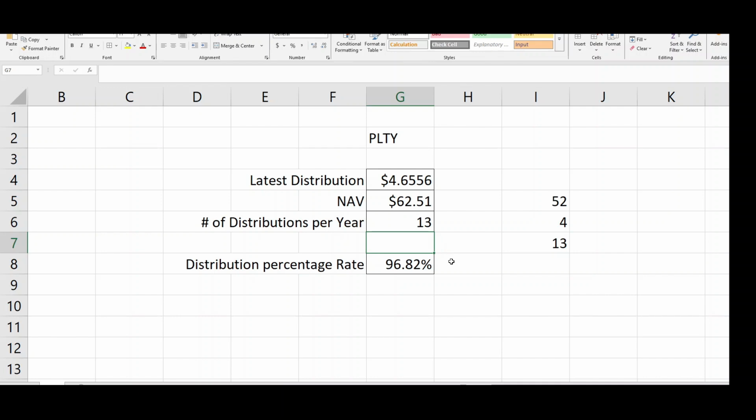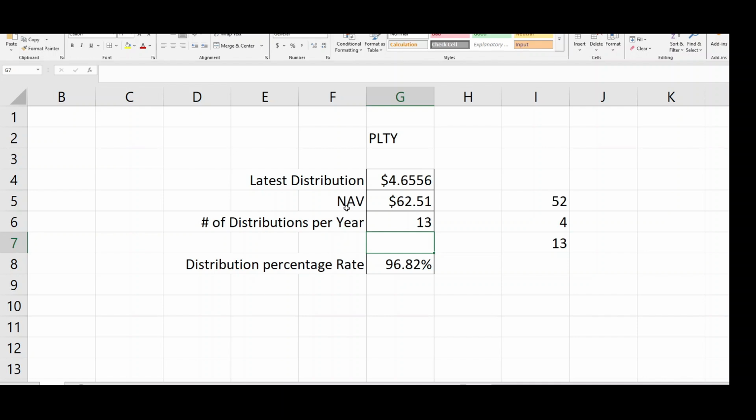So it looks like the latest distribution is $4.65, and if you said that you will make that amount over the entire year, there will be 13 payments because it pays every 4 weeks, and we know there's 52 weeks in a year, so therefore there's 13 payments. So if that $4.65 was paid out every single 4 weeks, you would get 13 payments of that amount.